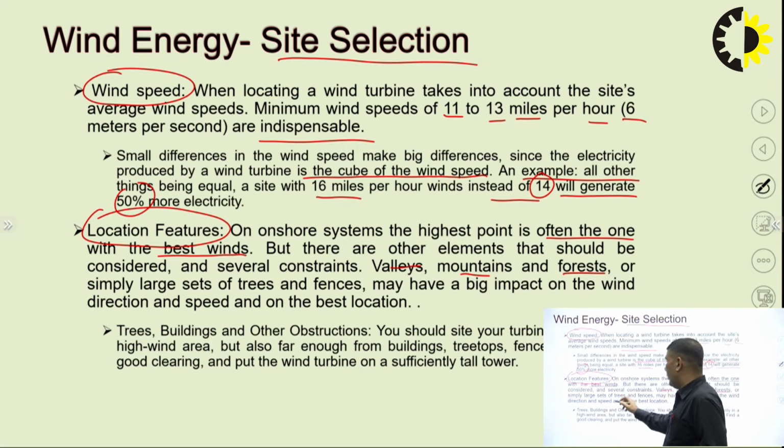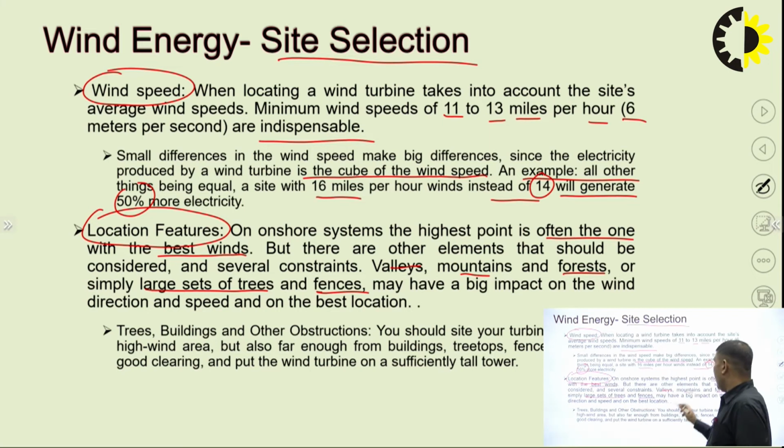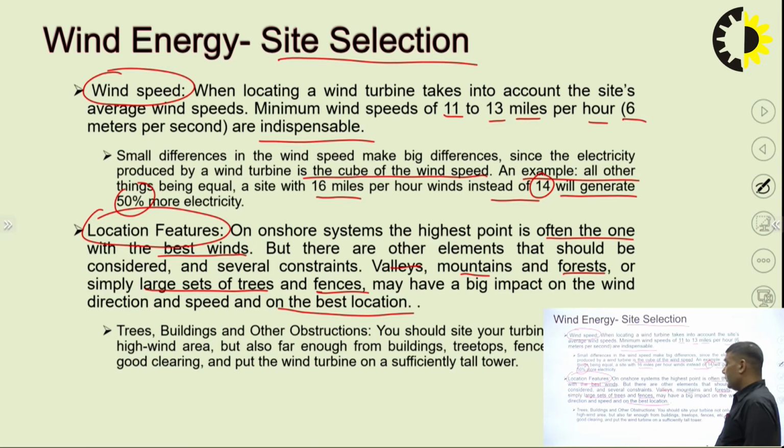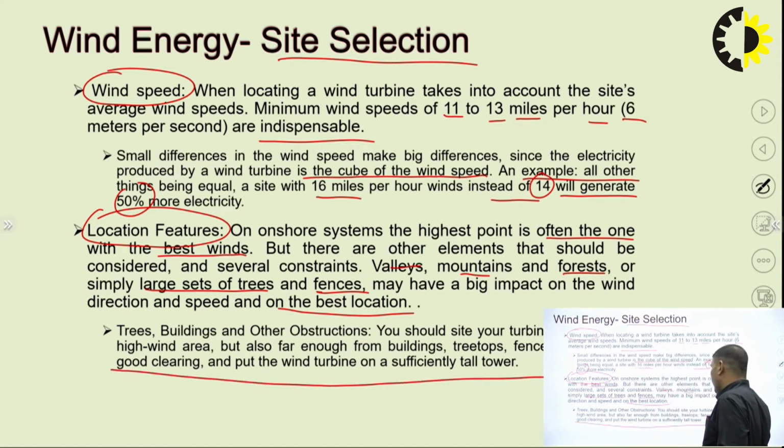Especially in a forest, we have a very large set of trees and fences, and they may have a big impact on the wind direction and speed and on the best locations. So trees, buildings, and other obstructions: you should site your turbine not only in a high wind area but also far enough from buildings, tree tops, and fences. Find a good clearing and put the wind turbine on a sufficiently tall tower height.